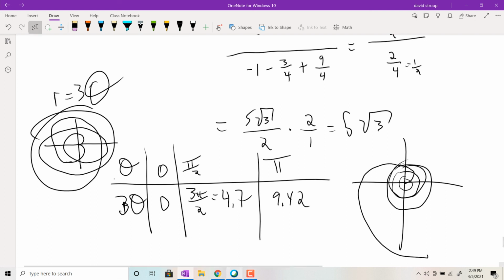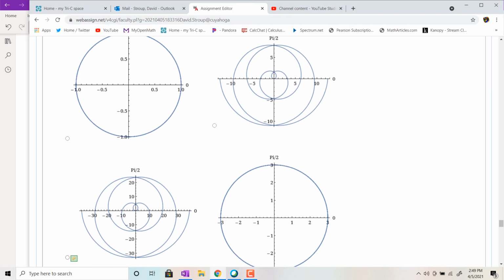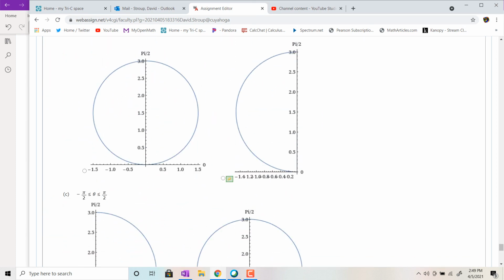So let's see which one it is. It's going to be this guy. Okay. This one doesn't go out far enough on that, just pi. It doesn't go out far enough, so yeah, it is keyed. Okay, and then more graphing.